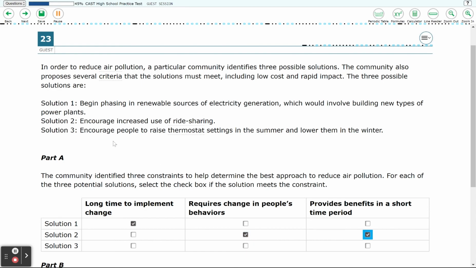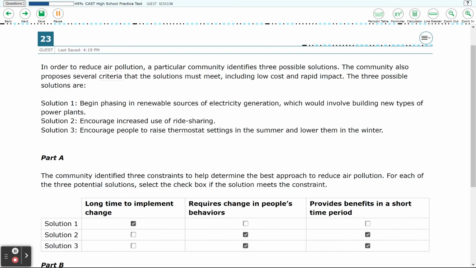Then for solution 3, encourage people to raise thermostat settings in the summer and lower them in the winter. In other words, they won't have to run the AC as much during the summer, and they won't have to run the heater as much during the winter. Again, we're trying to convince people to do it, so as long as people make the change quickly, it doesn't take a long time. They do have to make a change in their behavior, and it can provide benefits in the short term.